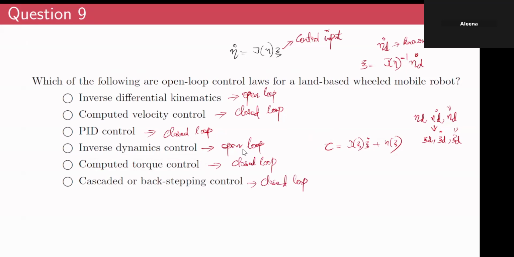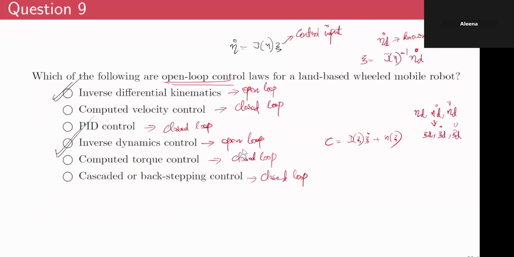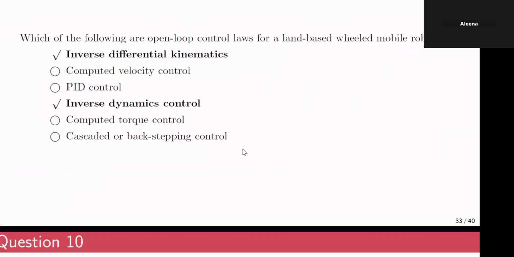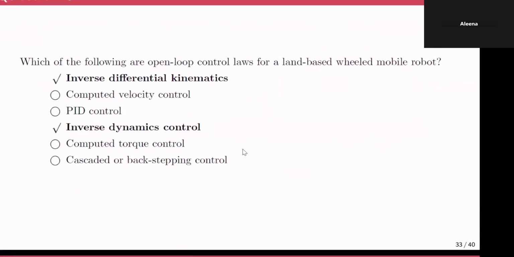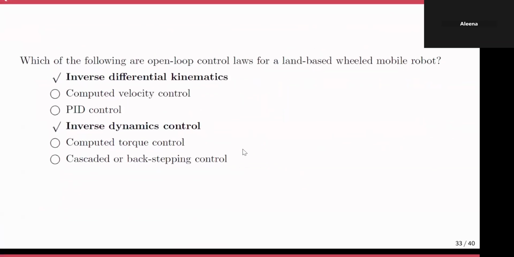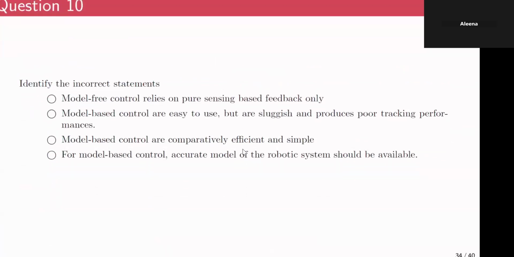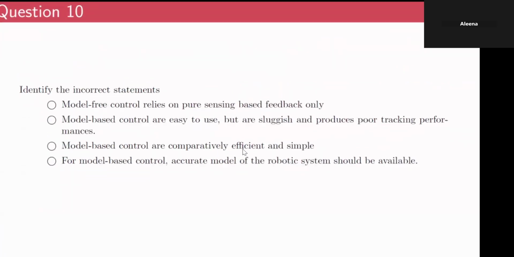So the question asks which of the following are open loop control laws. I think we have two correct answers, which are option A and option D. Everything else is closed loop. So those are the two correct answers. Checking the answers, we have two correct options. And then moving on to the second question.